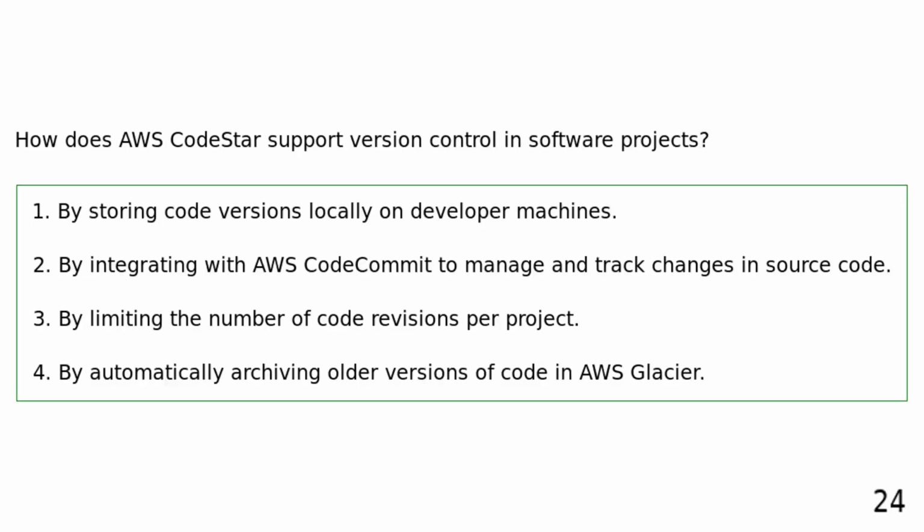How does AWS CodeStar support version control in software projects? By storing code versions locally on developer machines. By integrating with AWS CodeCommit to manage and track changes in source code. By limiting the number of code revisions per project. By automatically archiving older versions of code in AWS Glacier.